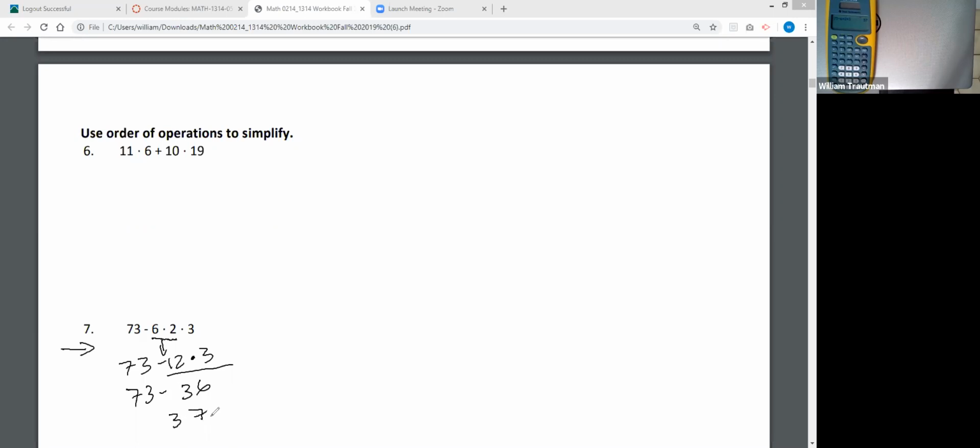So your calculator does the order of operations for you. You have to type it in all at once exactly as you see it, hit enter, and it will do the order of operations for you.